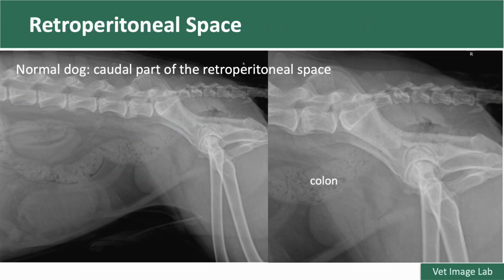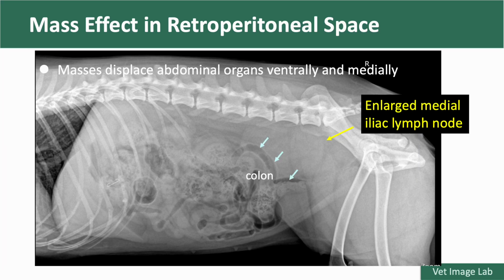Let's take a closer look at the caudal retroperitoneal space. In this normal dog, you can see the retroperitoneal space is clearly visible, and the colon is in its normal position. This is an example showing mass effect in the caudal retroperitoneal space.